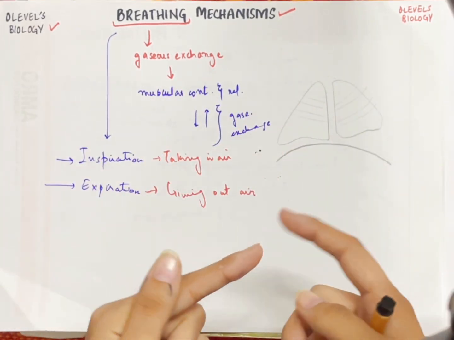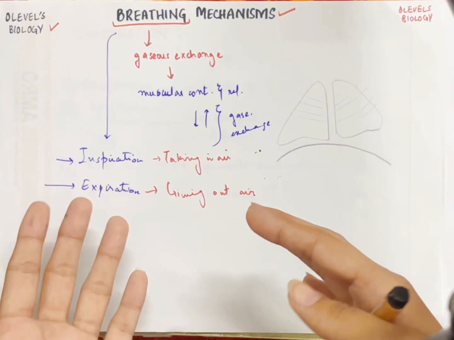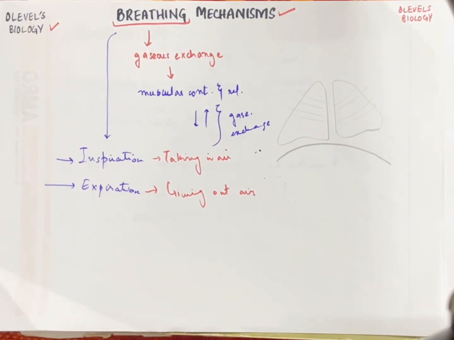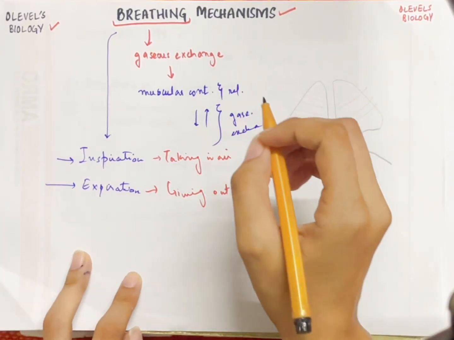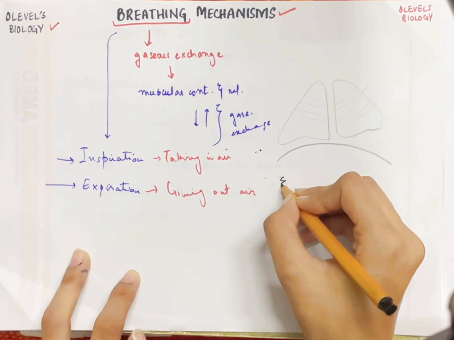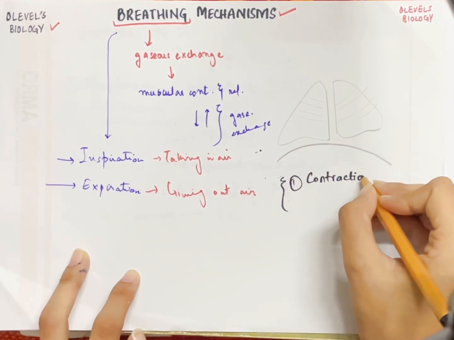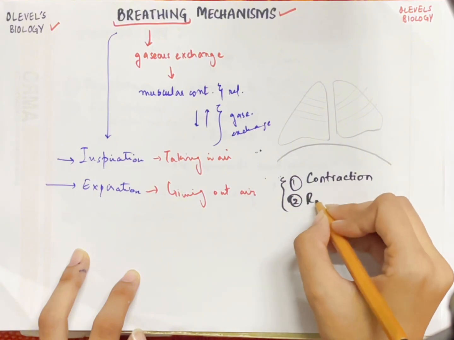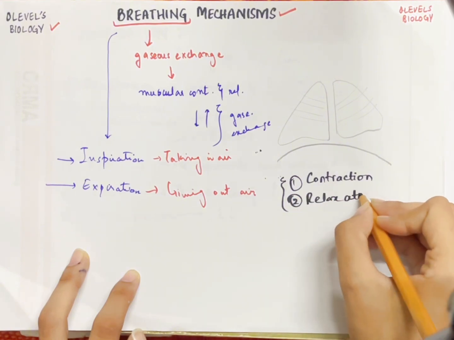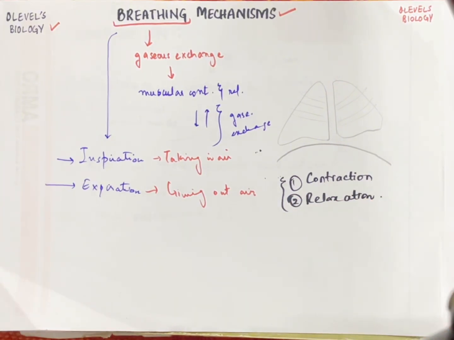When you talk about the ribs and the intercostal muscles, which we discussed in the previous slide, we say that all of those muscles are involved in two major functions. One is contraction and number two is relaxation. These are the two major functions that take place.